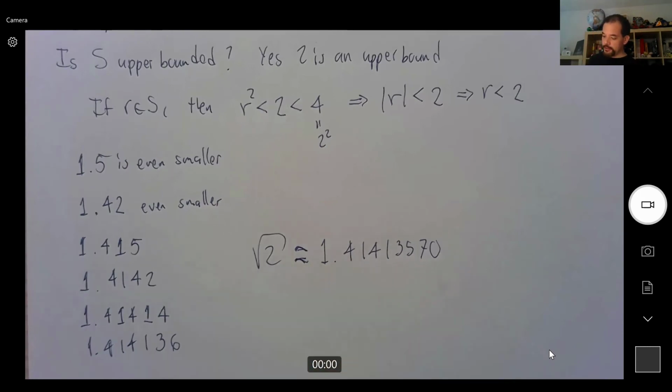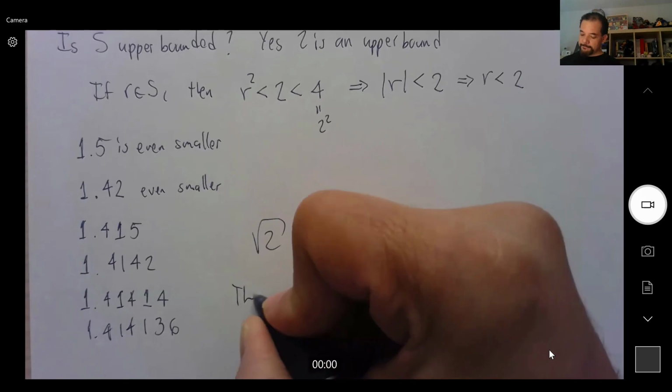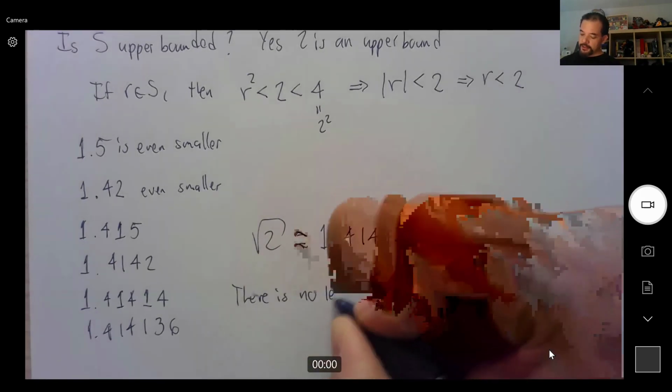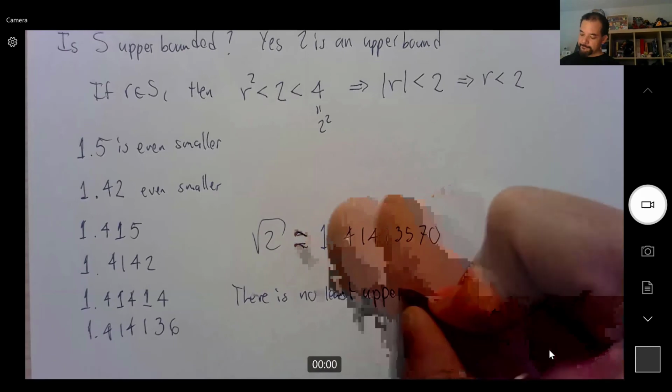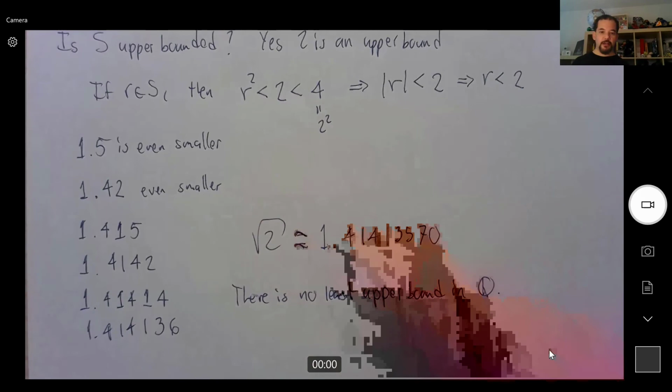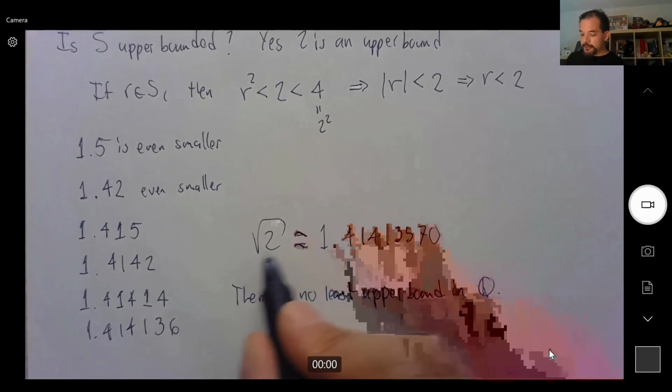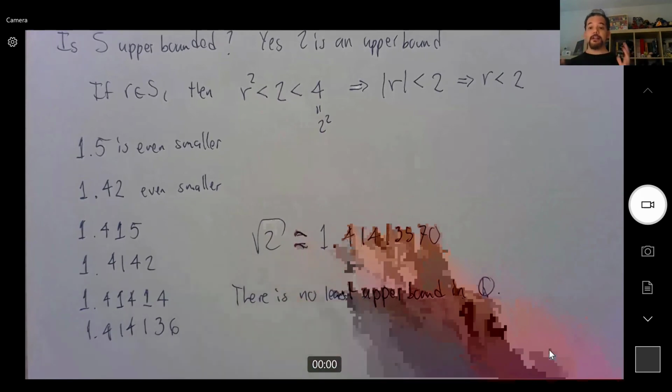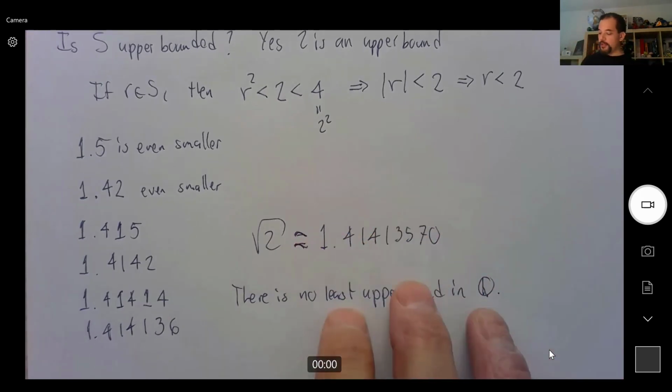Okay, is that clear? So there is no least upper bound in Q. That's why this property of having a least upper bound doesn't work for the rational numbers. Of course, there is a least upper bound, namely the square root of 2, if you extend to the real numbers, because we know that the axiom works for the real numbers. In other words, the rational numbers have a hole, right?